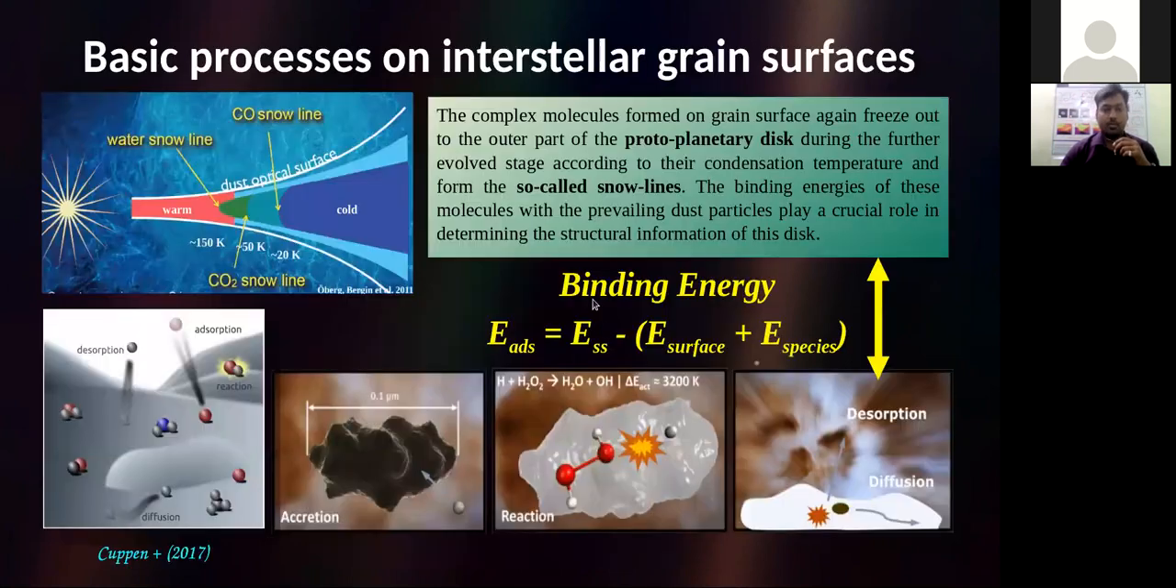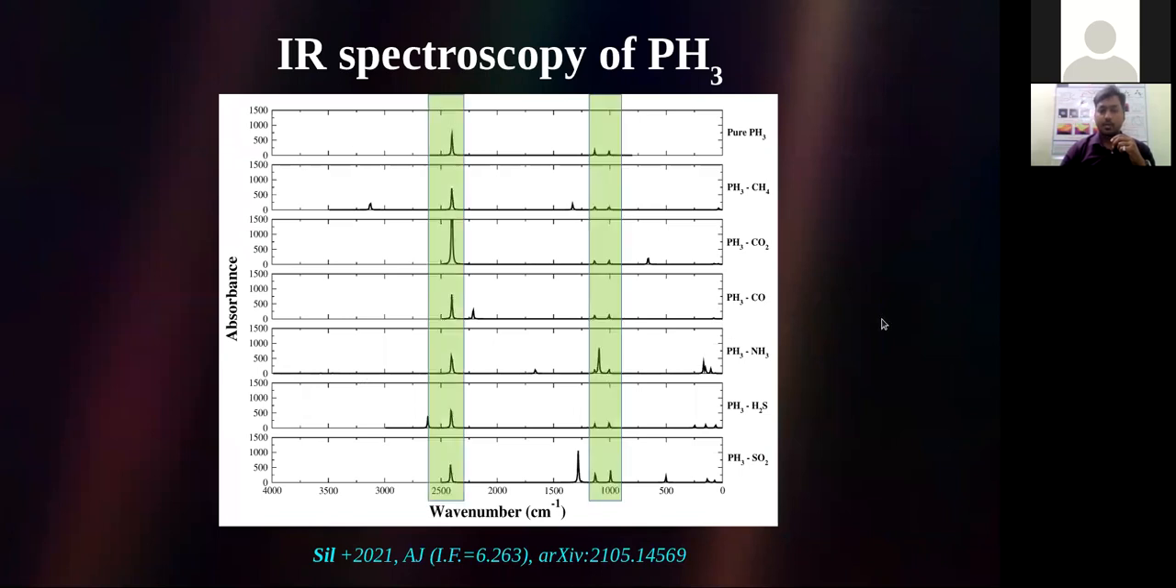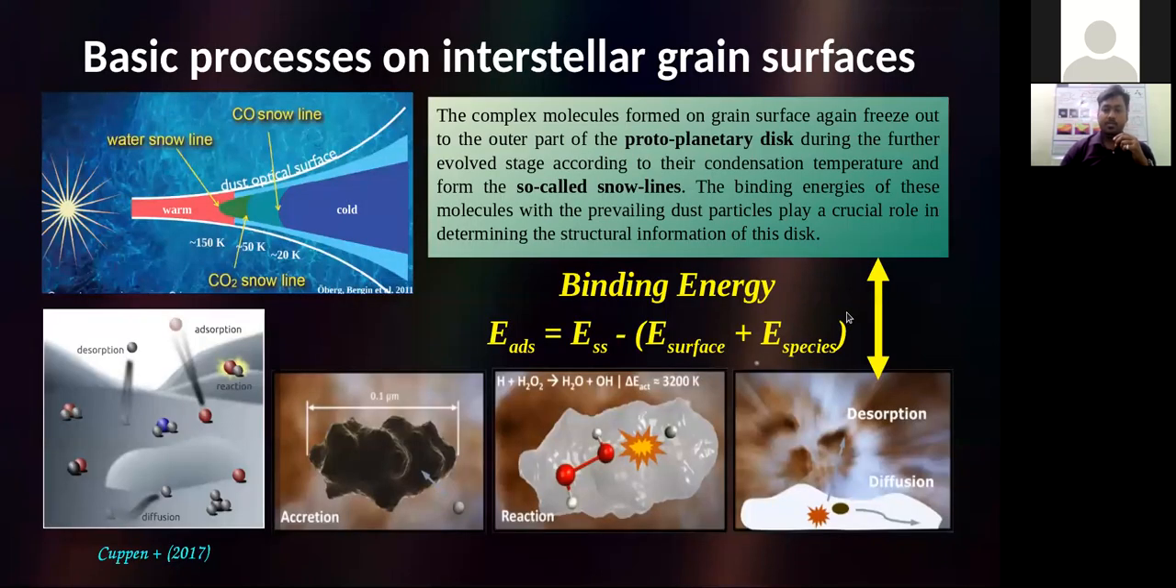And then we move to the basic processes on interstellar grain surfaces, which include, as I previously mentioned, accretion, reaction, desorption and diffusion. These desorption and diffusion processes are directly or indirectly related to the binding energy of the surface species. And this binding energy dictates the position of the snow lines, which are formed during the protoplanetary disk phase.